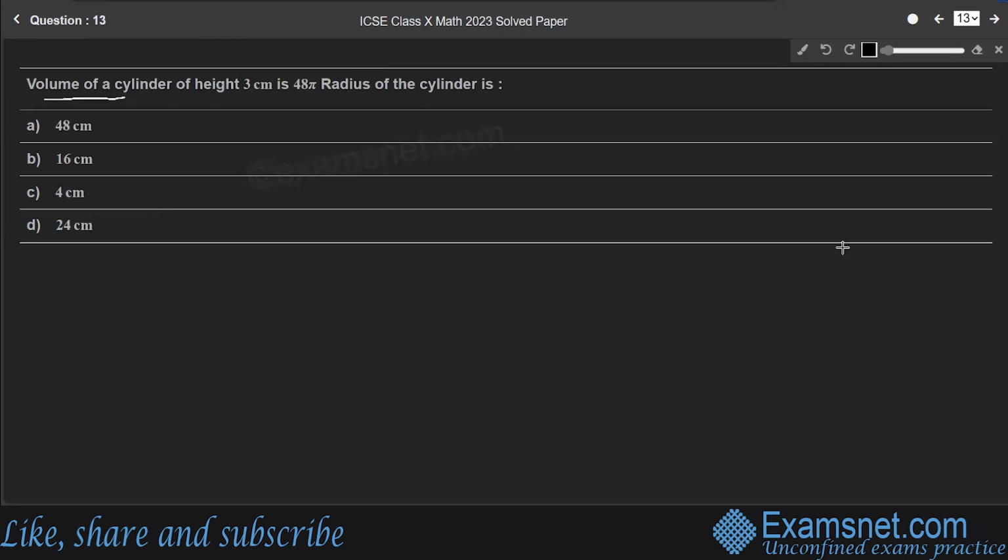Question 13. The volume of a cylinder of height 3 centimeter is 48 pi. The radius of the cylinder is? We know the formula for the volume of a cylinder: volume is equal to pi r square h. Here the volume is given as 48 pi, so 48 pi is equal to pi into r square into h, where r is the radius we need to find.